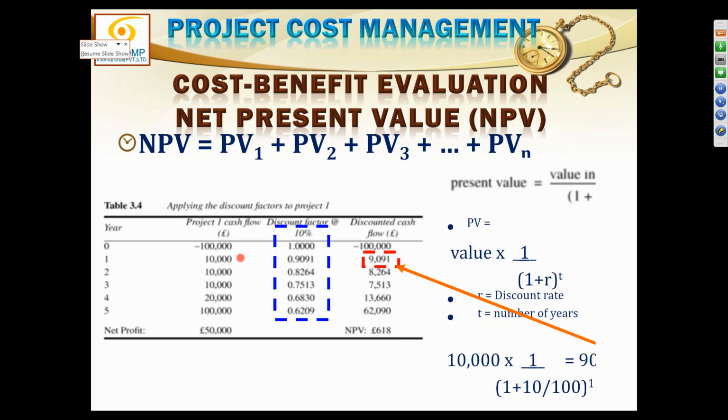If somebody promises to give you 10,000 rupees 1 year later, you don't want to wait for 1 year. How much should you demand in present money? What is the present value of 10,000 at a discount rate of 10%?